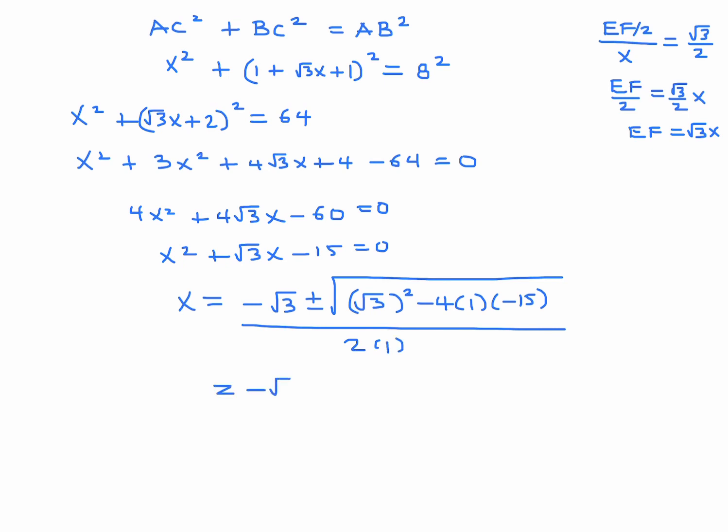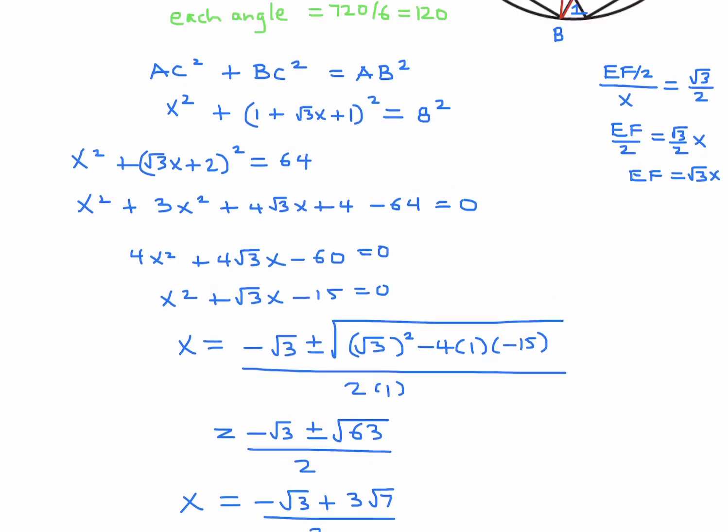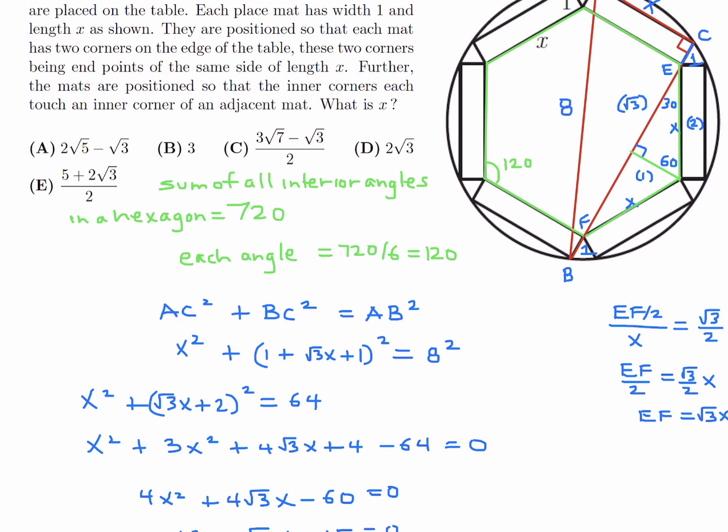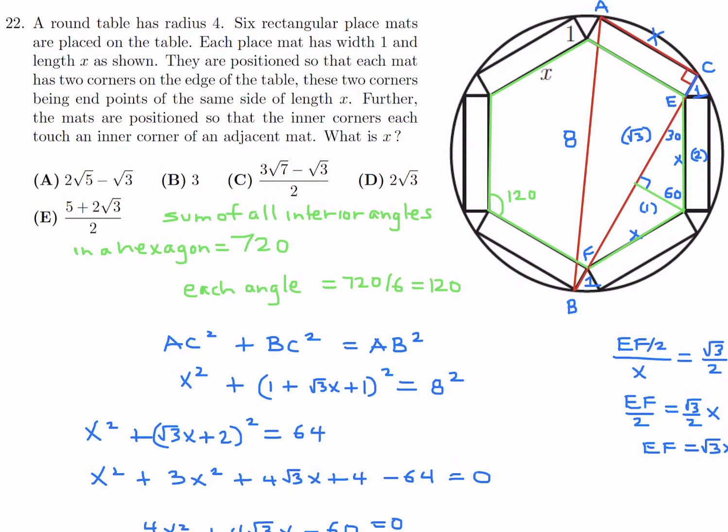And this is going to give me minus root 3 plus or minus the square root of 3 plus 60, so root 63, over 2. And since x is a length, I'm going to choose the positive number for obvious reasons. And that looks like it's 3 root 7. And there you go. So minus root 3 plus 3 root 7 over 2 is my value for x. Minus root 3 plus 3 root 7 all over 2 looks like choice C.